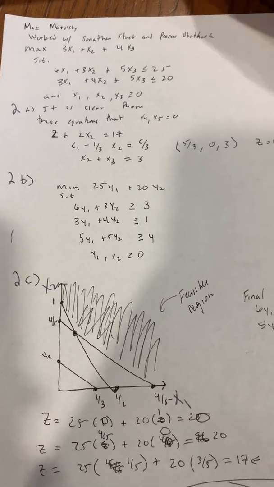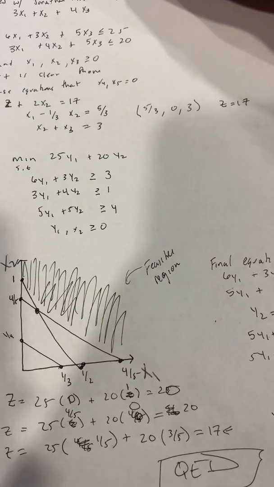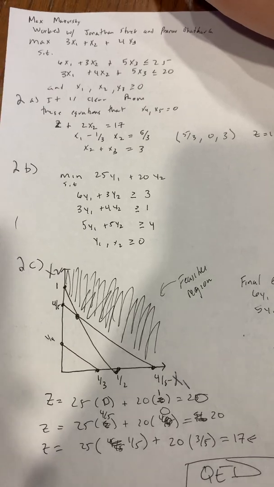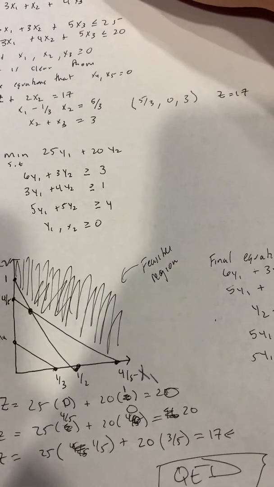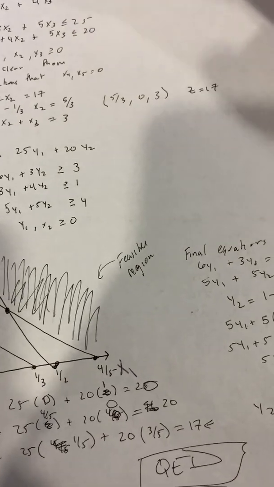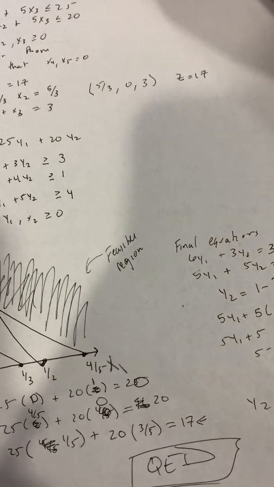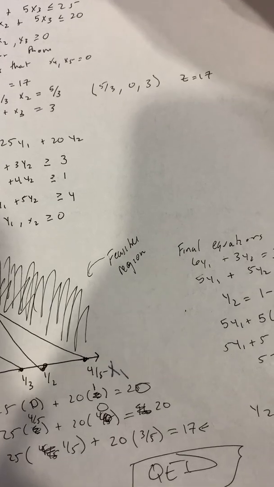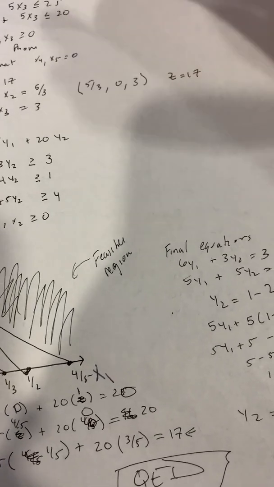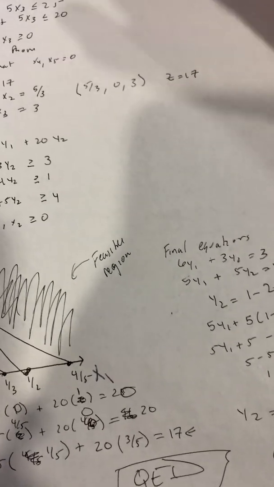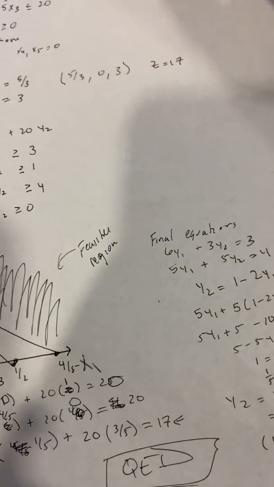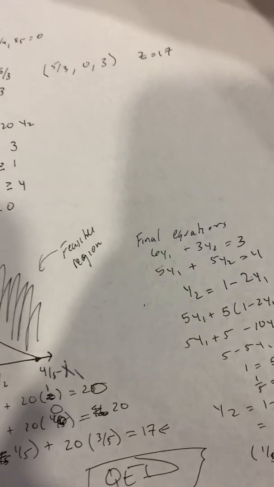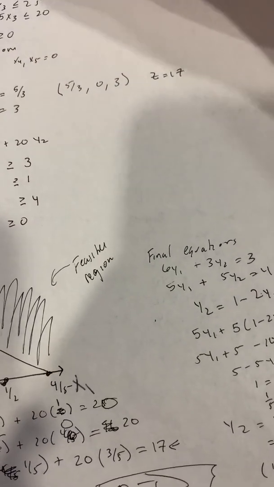All right, so this is for problem 2 on the ESE 403 final for Max Mazursky. So below we're going to start with problem 2, which says consider the following problem. Maximize z equals 3x1 plus x2 plus 4x3, subject to the constraints 6x1 plus 3x2 plus 5x3 is less than or equal to 25, and 3x1 plus 4x2 plus 5x3 is less than or equal to 20. And all of those values are positive.